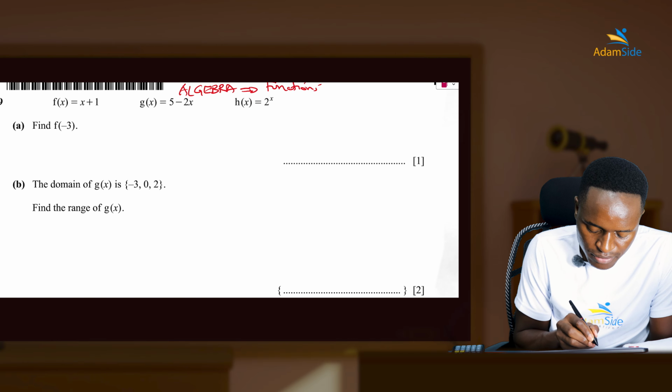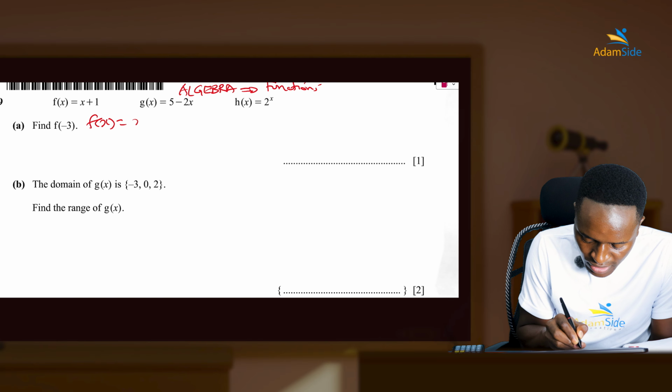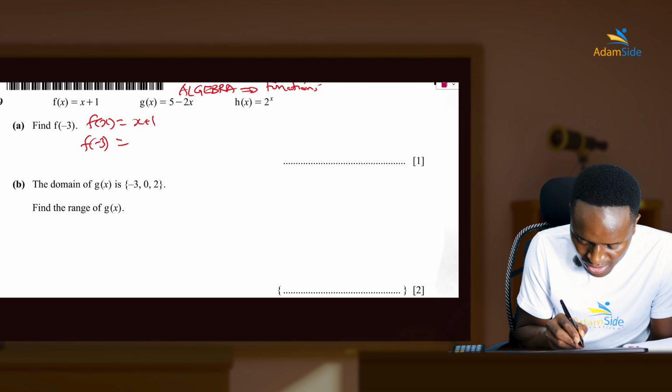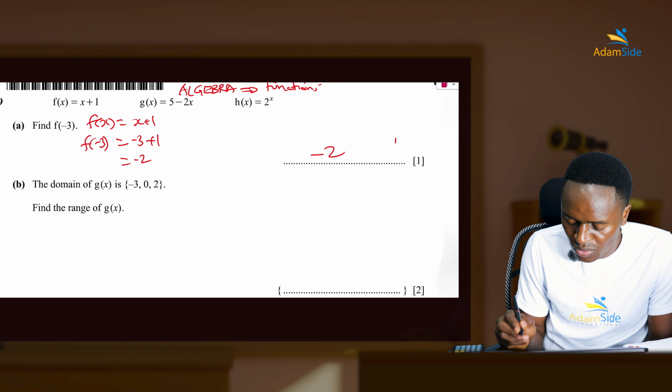So you input f of x, f of x is equal to x plus 1. What's f of negative 3? You replace x with negative 3: negative 3 plus 1, you get negative 2. You get your marks.